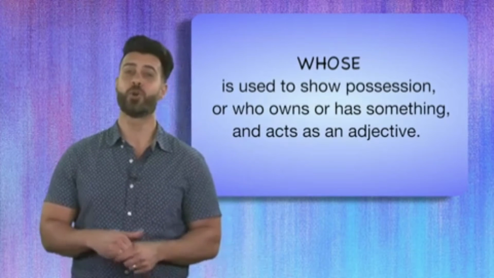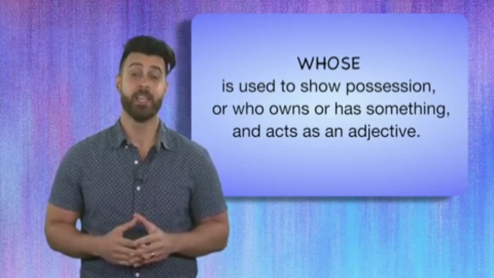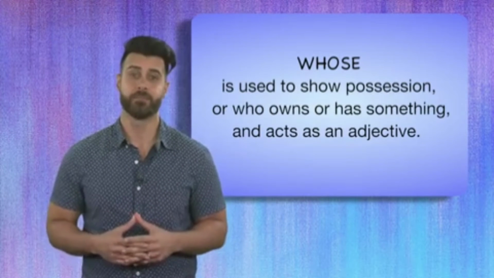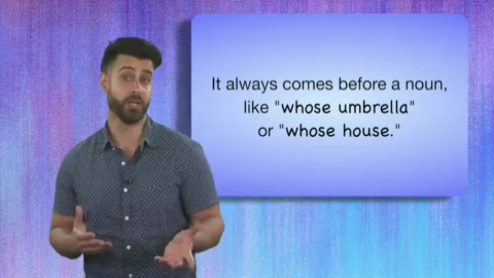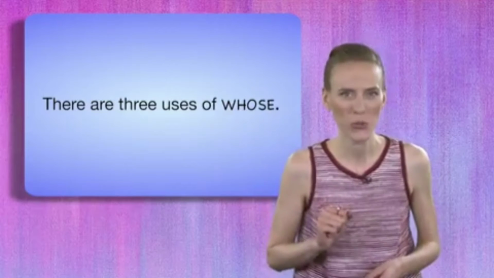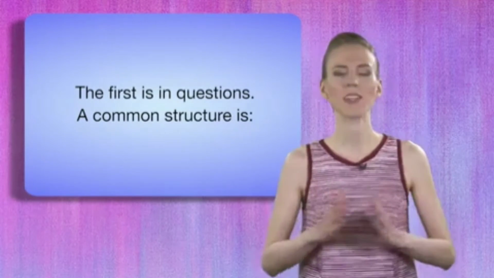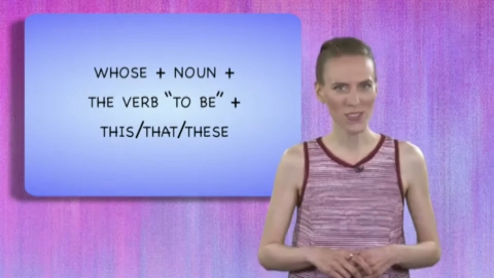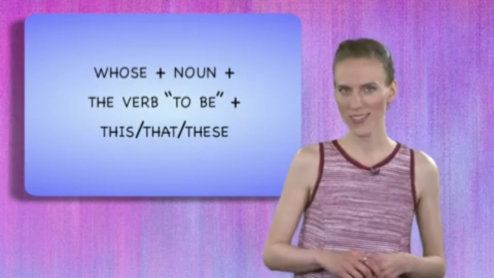Whose is used to show possession, or who owns or has something, and acts as an adjective. It always comes before a noun, like whose umbrella or whose house. There are three uses of whose. The first is in questions. A common structure is whose plus noun plus the verb to be plus this, that, or these.